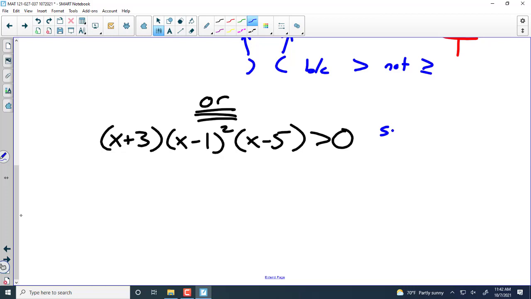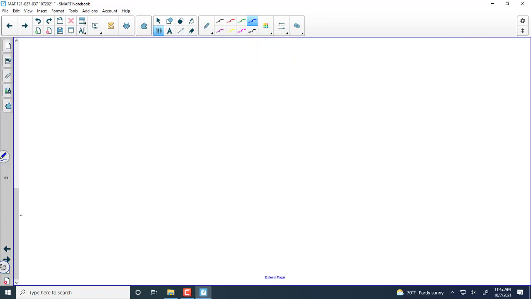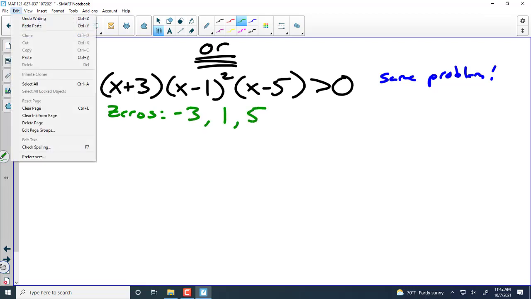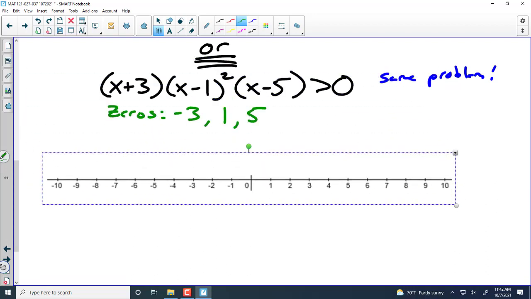Same problem again, everyone. However you do this, I do recommend you use a number line. I'm just going to show you a different way to use the number line for this one. The first thing we do is going to start out very similar. In fact, we identify our zeros and we put them on our number line.